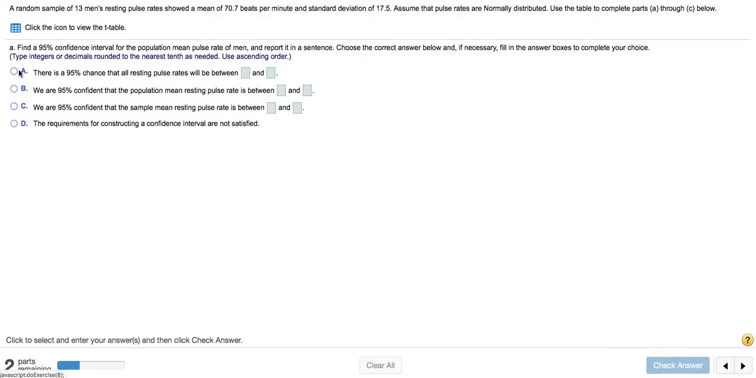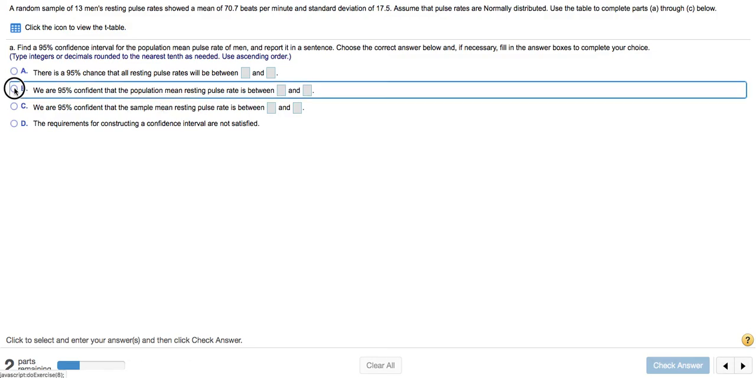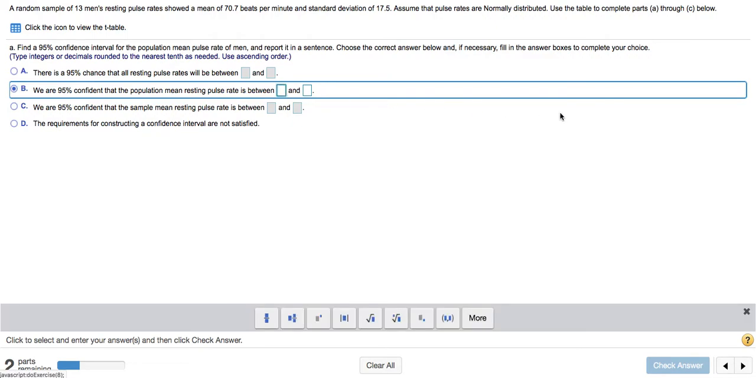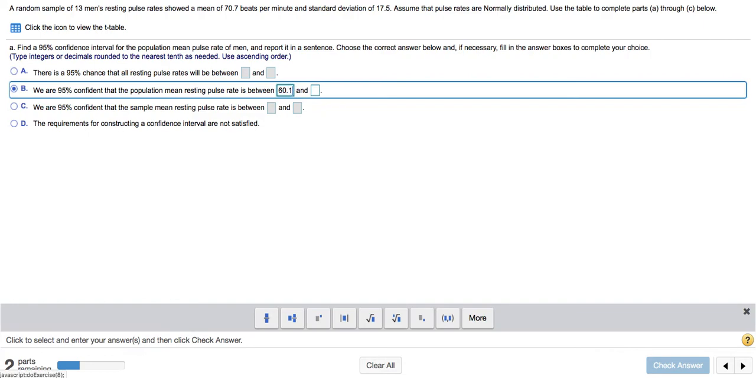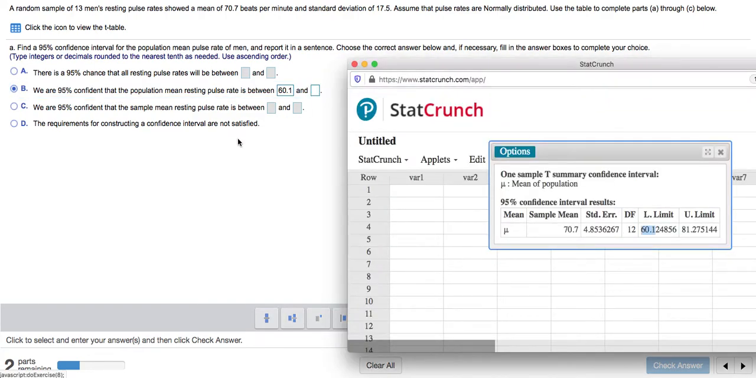we have four options, and it has to be either B or C to say we're 95% confident, and we're really trying to find something out about the population mean, not the sample mean. So I'm going to go with B. We are 95% confident that the population mean for resting pulse rates is between 60.1 and 81.3.